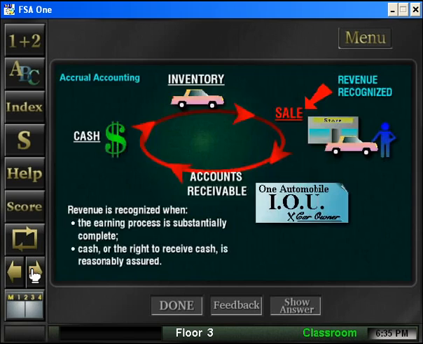According to the accrual accounting method, revenue is recognized, that is, recorded in our accounts, when all or most all of services have been performed. There is a reasonable assurance of receiving a future economic benefit, such as a cash payment.